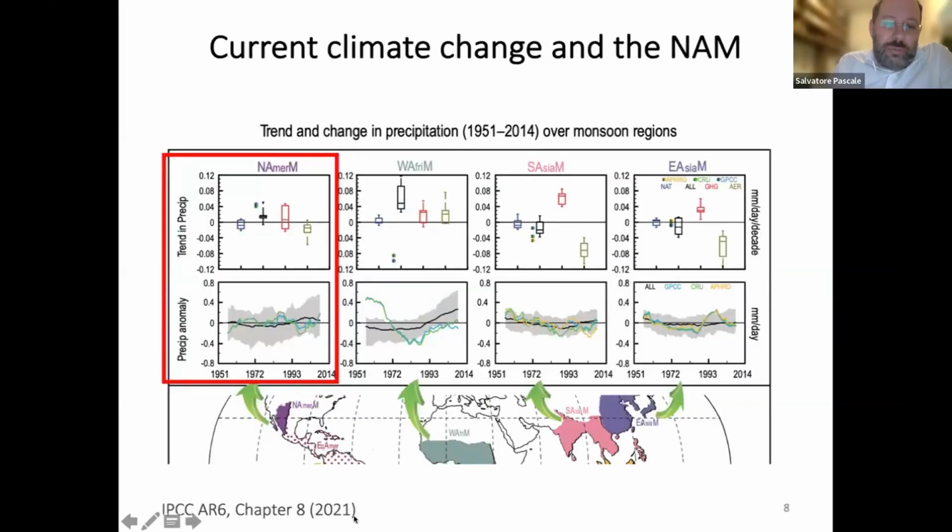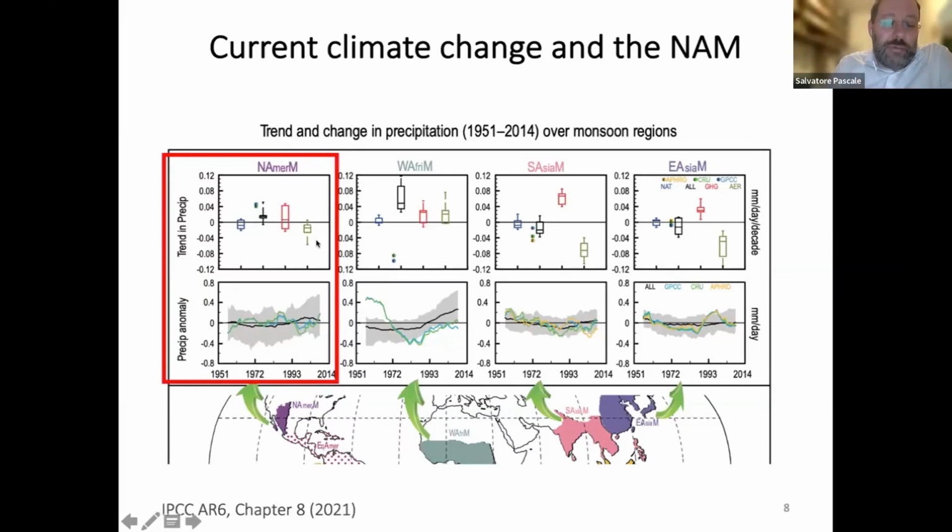If you take chapter 8 of the latest assessment report of the IPCC, the authors tried to summarize the current change of regional monsoons. When you look at the North American monsoon, what you see, both in observations and in models, is that there is not really a strong trend, okay, in the mean precipitation. So observations have weak positive trends, and you can also see that here. There is variability in observations, but not really a strong trend.